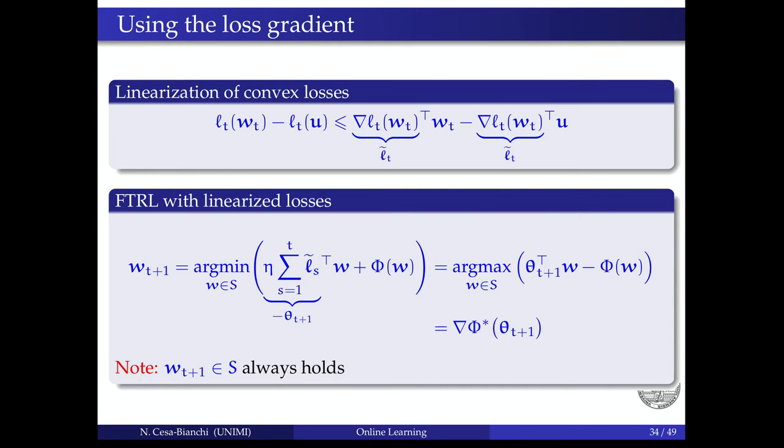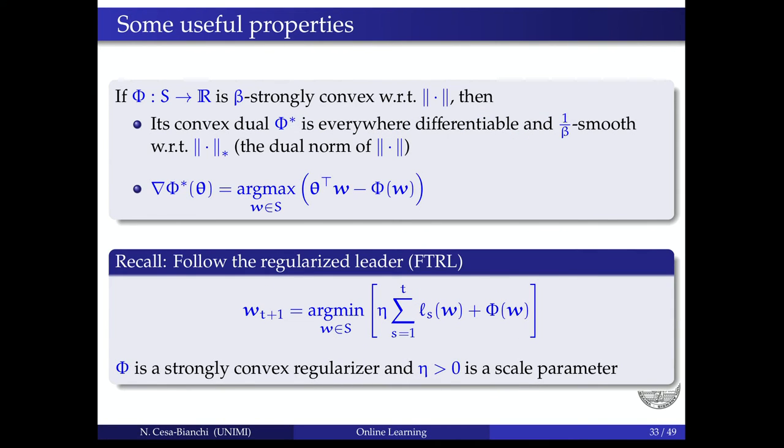Okay? Now I can look at this. This is again my follow the regularized leader, but I have now the gradients instead of the losses. And now I can just call this thing over here minus theta. Why not? Nobody prevents me from doing that. Now I have a minus here. I can write this argmin as an argmax by flipping the signs. So this minus becomes a plus, and this plus becomes a minus. And now this looks really like the thing we had in the previous slide. Not by chance.